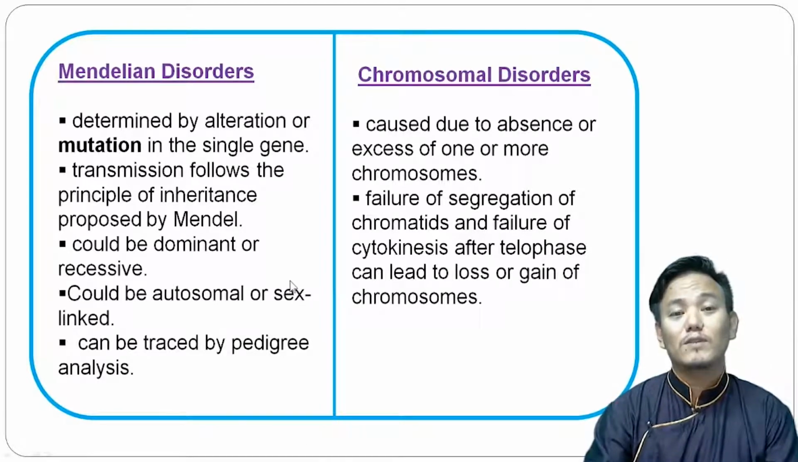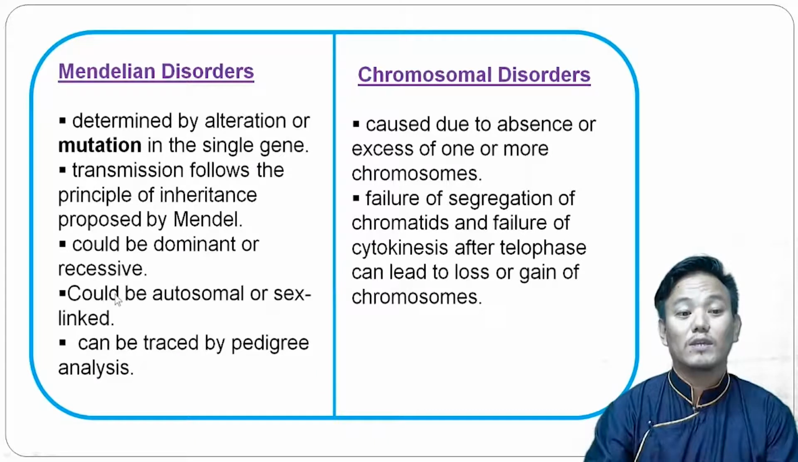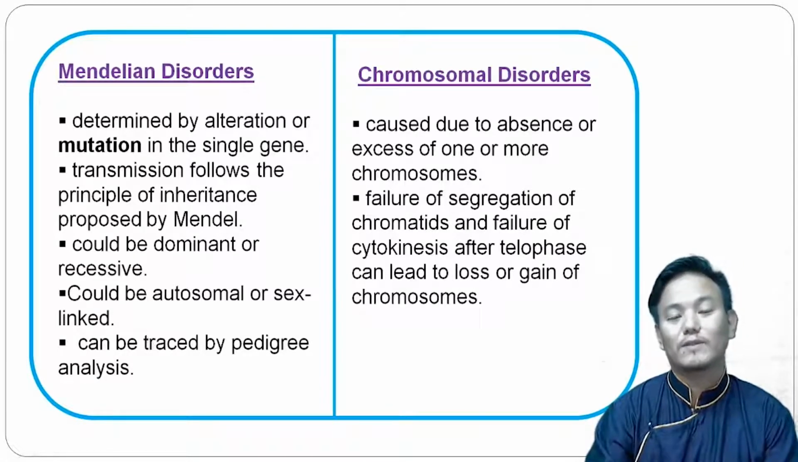Mendelian disorders can be either dominant or recessive. And they could be located on autosomes or on sex chromosomes. So therefore they could be autosomal or sex-linked. And since this follows the Mendelian pattern, it can be traced by pedigree analysis. It can be easily traced within the family by pedigree analysis.